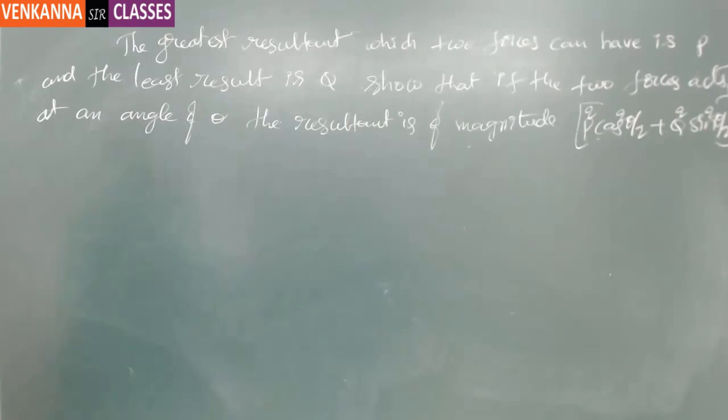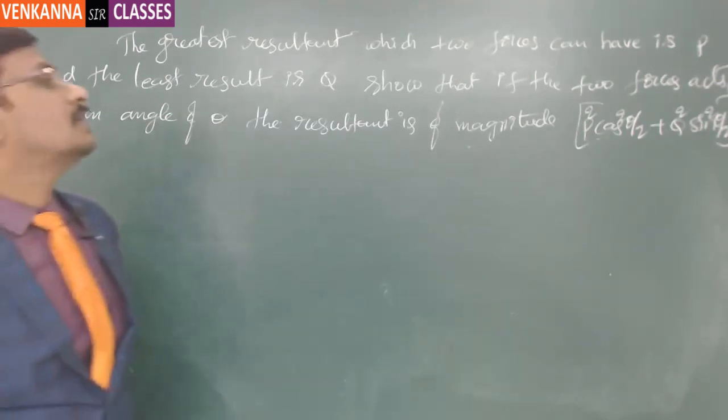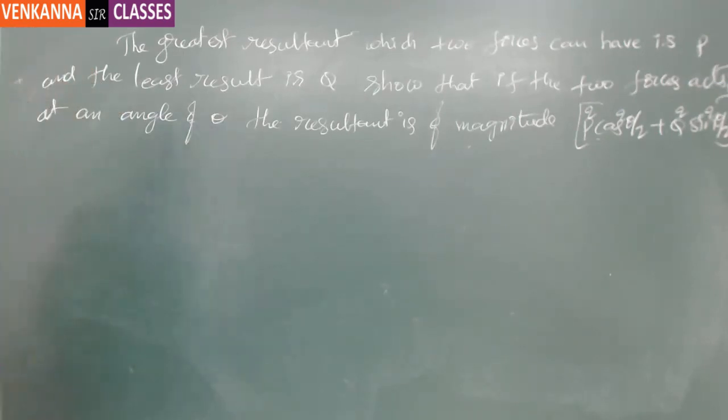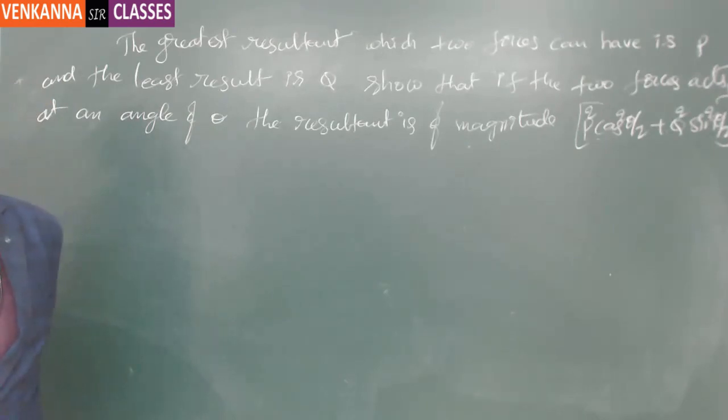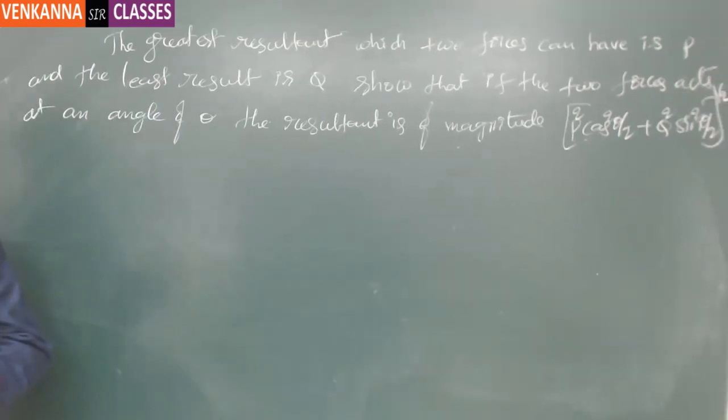Can you try to prove that? The greatest resultant which two forces can have is P and the least resultant is Q. Show that if the two forces act at an angle of theta, then the resultant is equal to (P square cos square theta by 2 plus Q square sin square theta by 2) whole power 1 by 2. Anybody got idea about this problem? Any idea how we can solve?